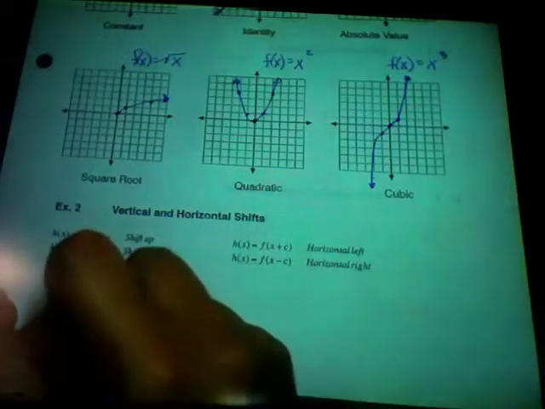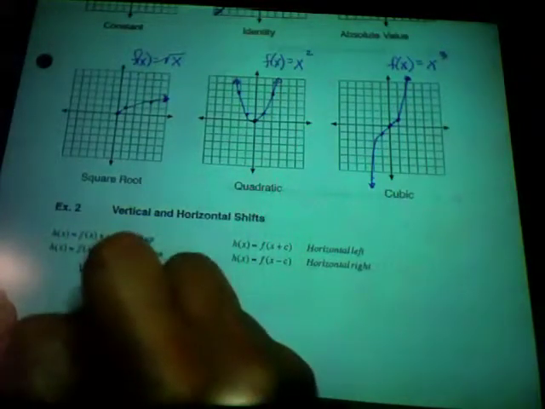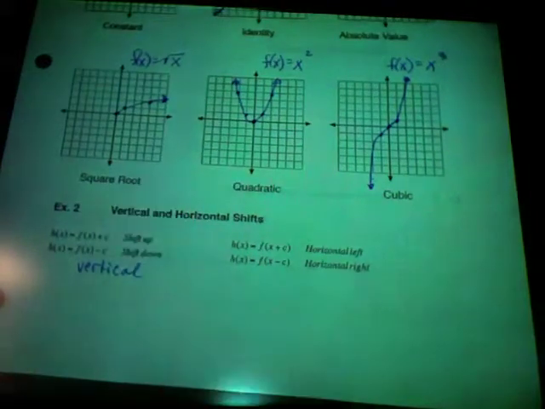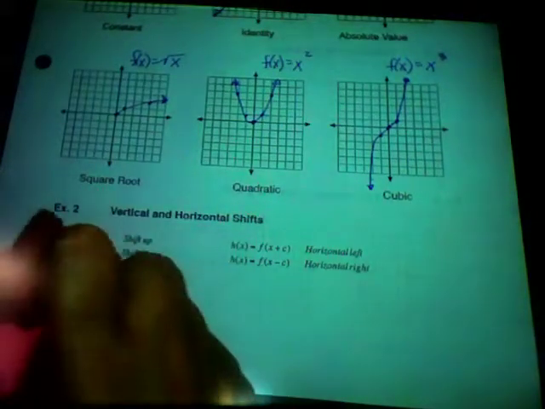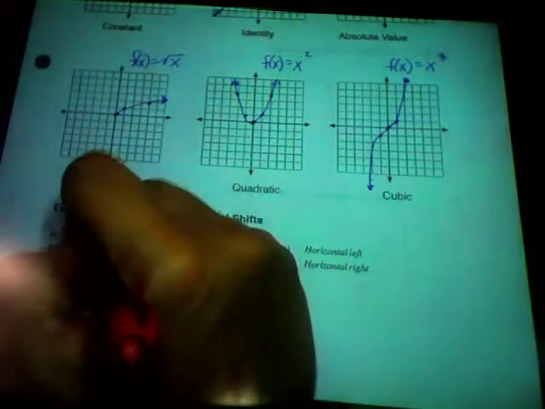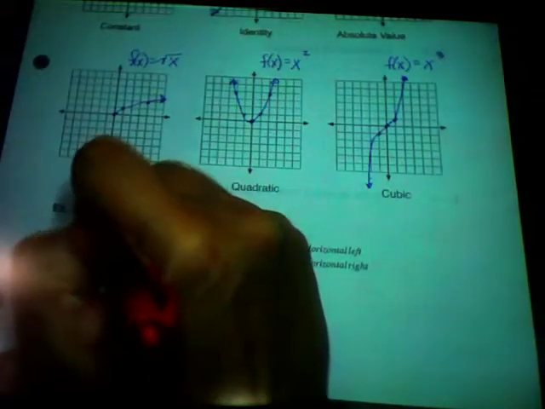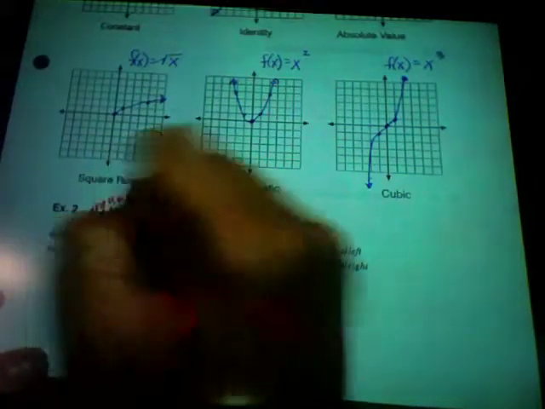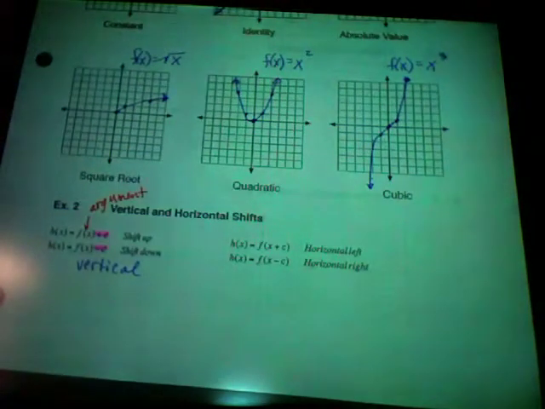these are your vertical shifts right here. Vertical shifts, you're looking for some number to be added or subtracted on the outside. This f of x is called the argument. It's just a mathematical term. If it's outside of the function itself, remember that f of x, that function can be different. It could be x squared. It could be x plus 3 squared. But that function itself is the argument.